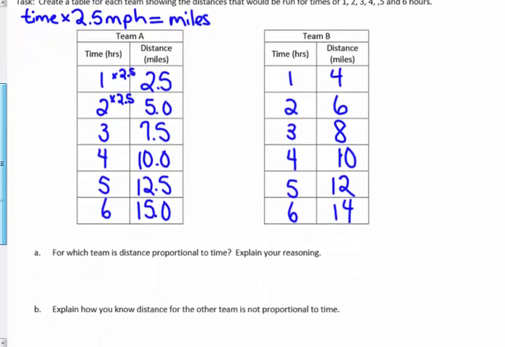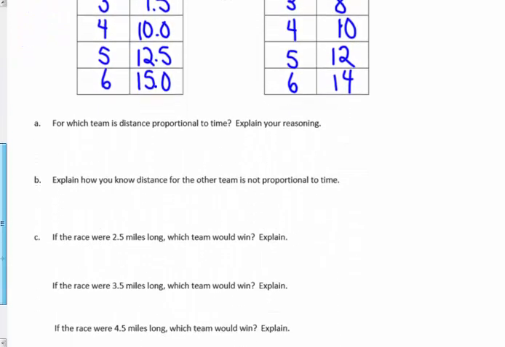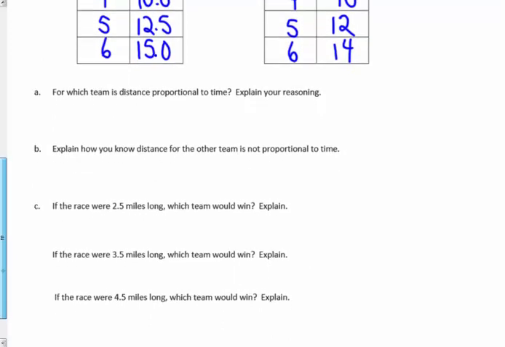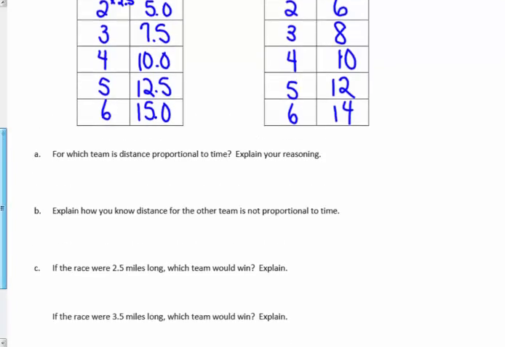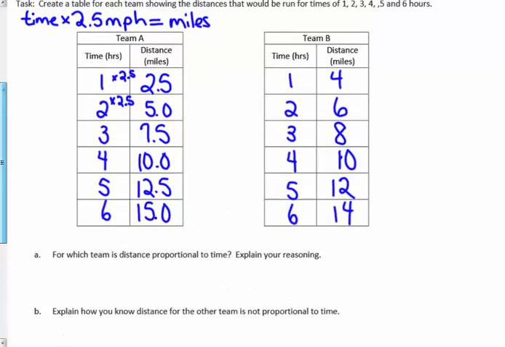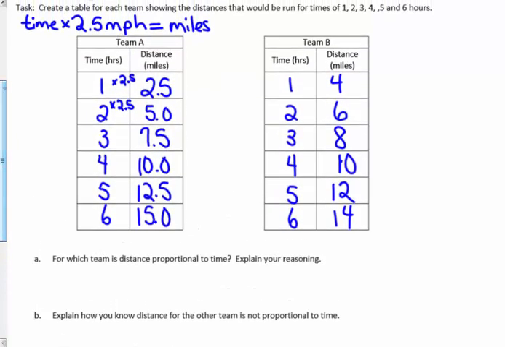So we have some questions here, and yours might not all be on the front page. You can turn the page as we go through here. For which team is distance proportional to time? Meaning all the ratios are equivalent. That's what we've answered so far.